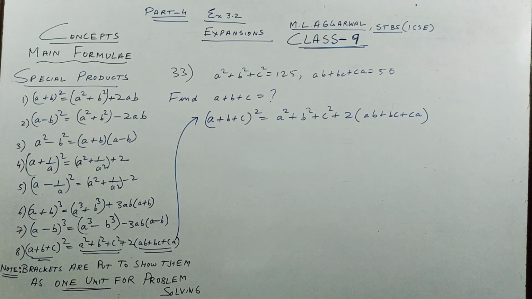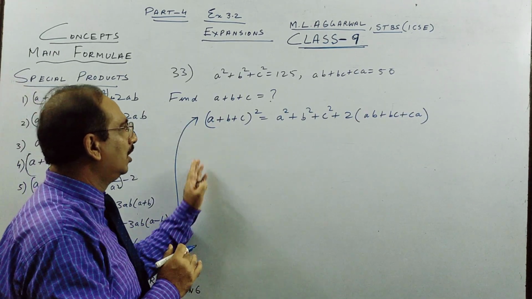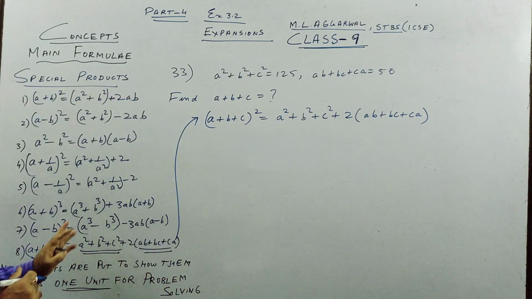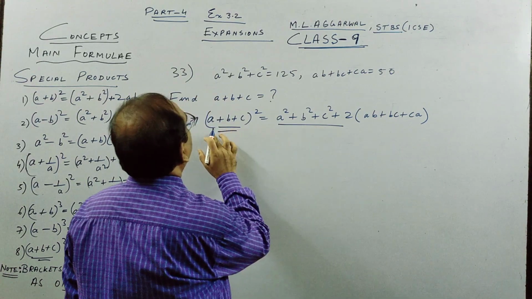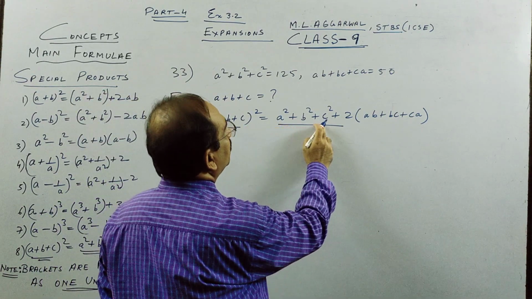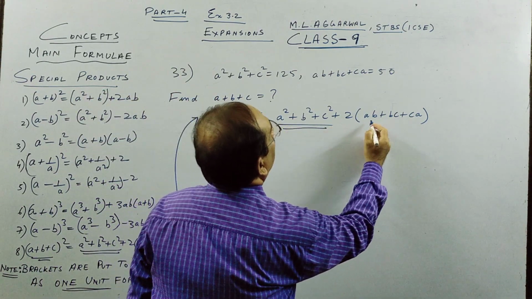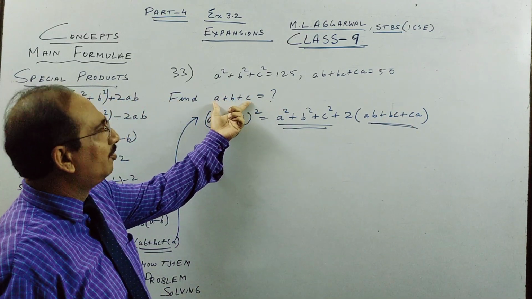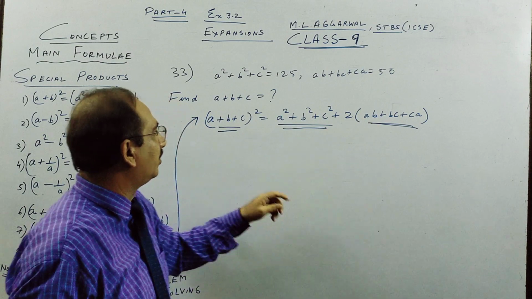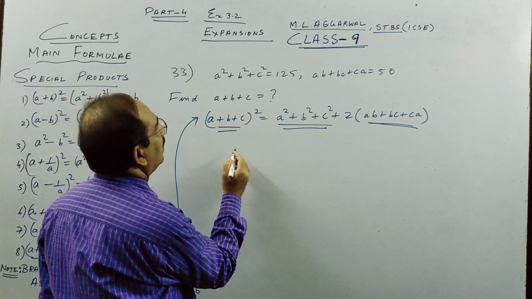Now we go to the last question from this exercise. So this formula number 8 is very handy. If you see, we have three things here: a plus b plus c, a square plus b square plus c square, and the last thing is this. So I am showing you one sum. So you have to find one where the other two are given. So like here we have to find this.